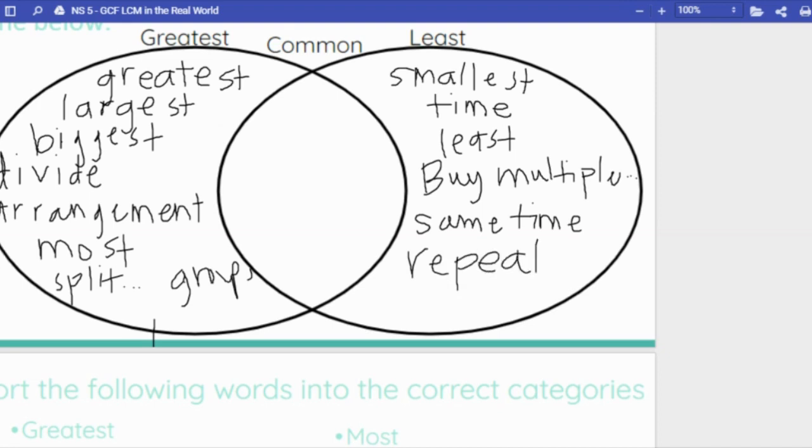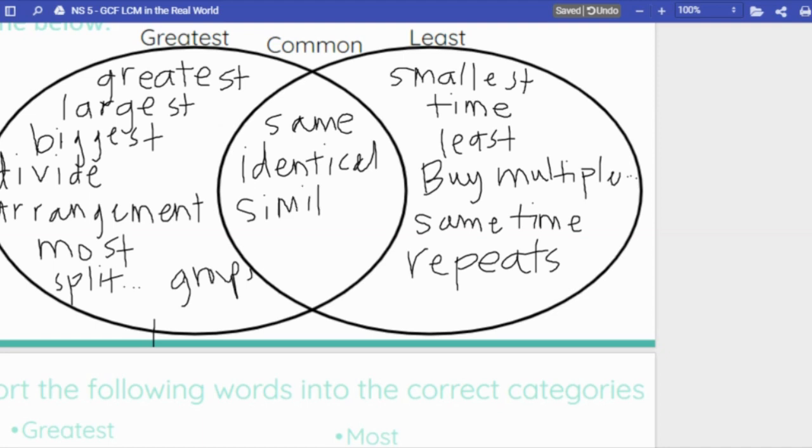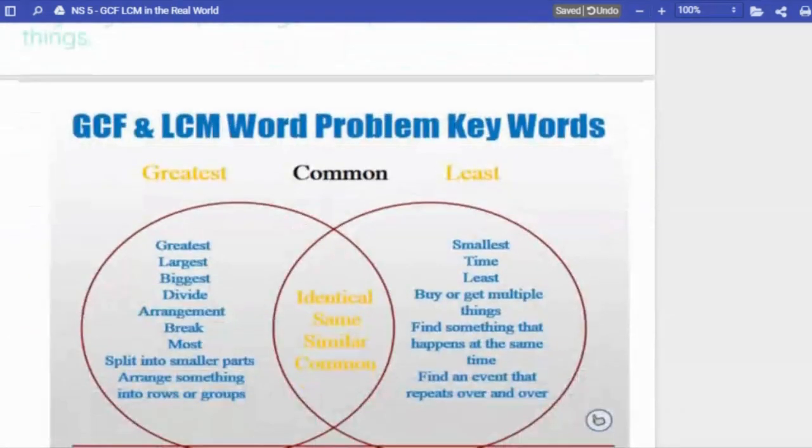Now, there weren't any words for common, but if we think about what else can mean the like in common, right? So I'm going to write down same, because same means it's in common. We could write identical, right? Because that would mean it's in common or similar. So those type of words will be used there.